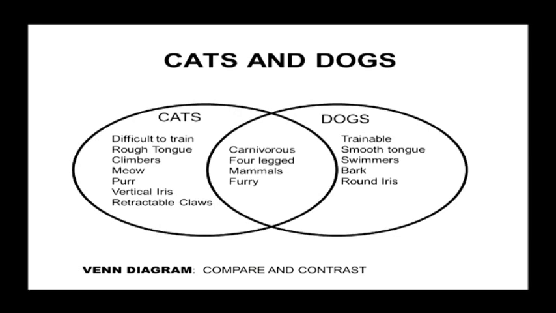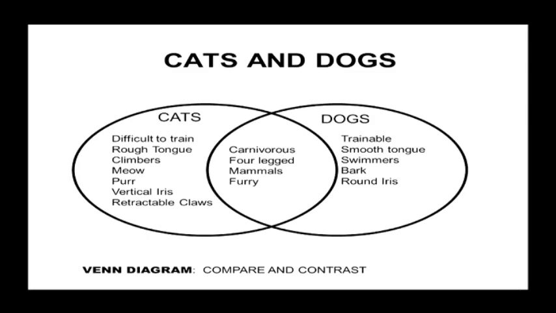So if you look at the carnivorous. What does carnivorous mean? Meat eating. Okay, so they're meat eating, four-legged, they're mammals and they're furry. Cats are difficult to train. Not saying that you can't train them, but they are difficult to train. They've got a rough tongue, whereas a dog's got a smooth tongue. Cats are climbers, and dogs are swimmers. Cats don't like swimming. But some do. Dogs bark. Okay, so a cat will purr.